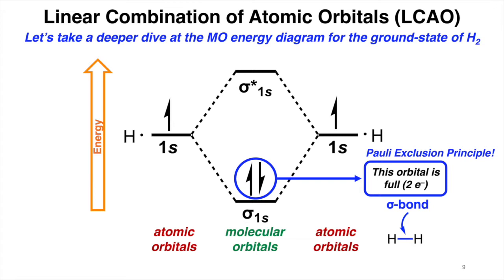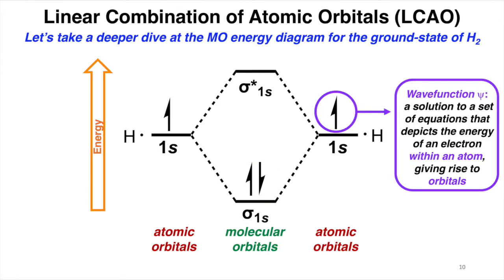When each of the electrons from the atomic orbitals combine, they fill the lower energy MO bonding orbital first, based on the Pauli exclusion principle. These two electrons in the bonding orbital are what make the covalent bond, or the sigma bond, of the molecule H2. A wave equation is solved to give a series of solutions called wave functions.